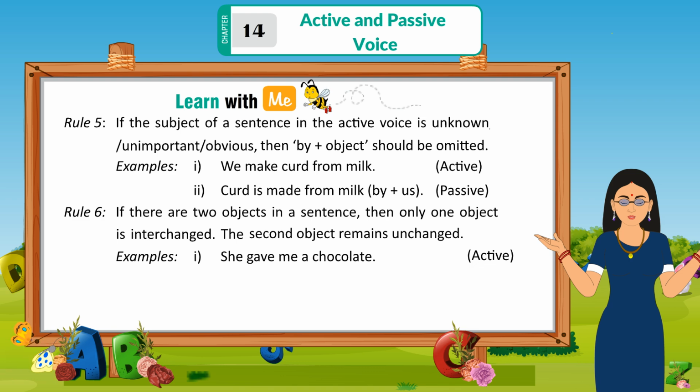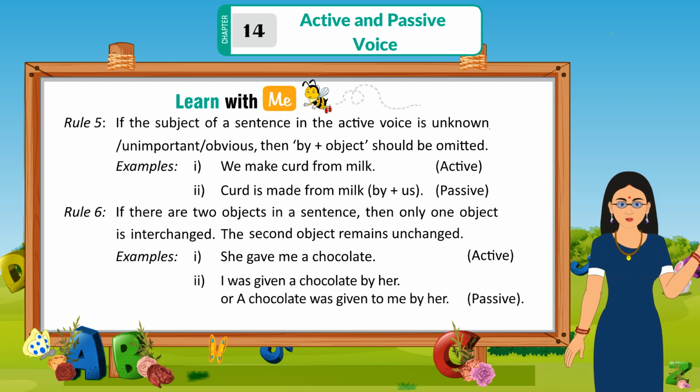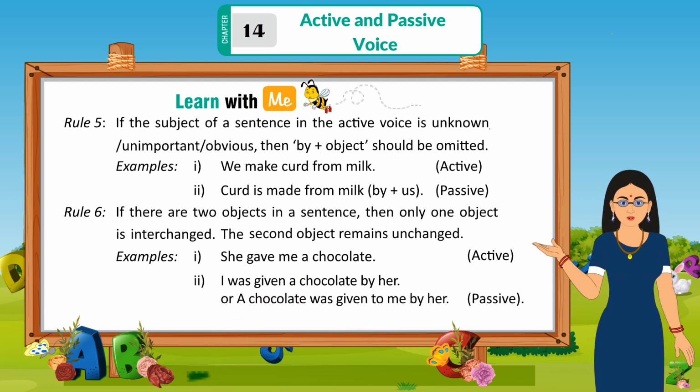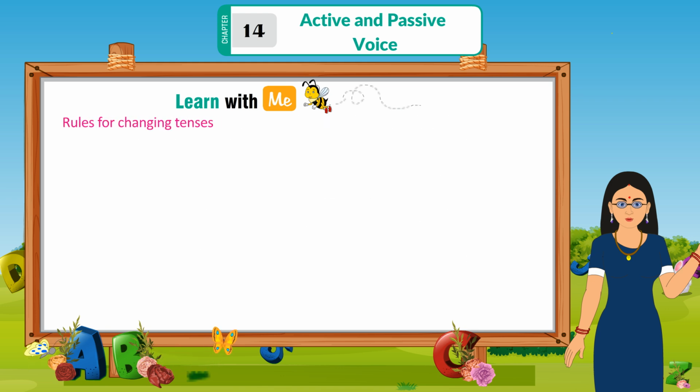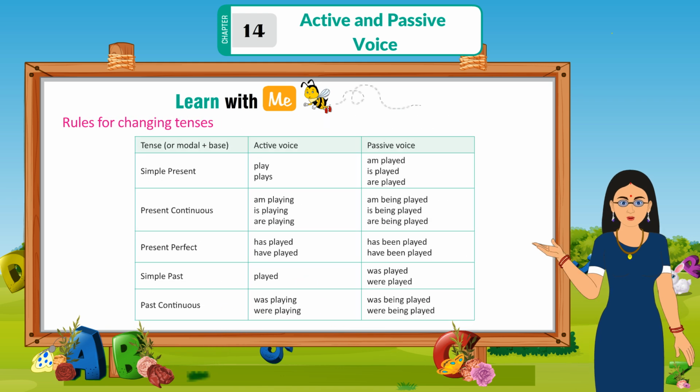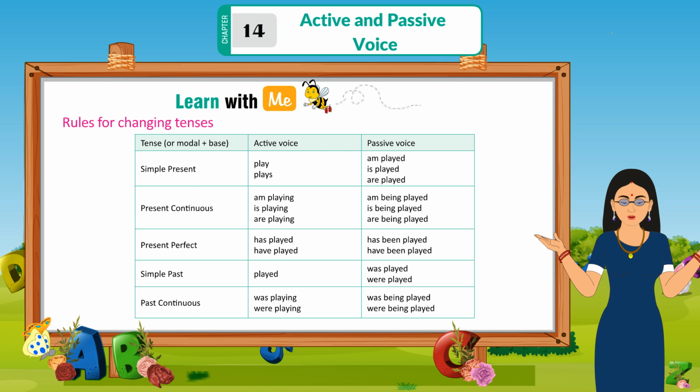Examples. She gave me a chocolate. I was given a chocolate by her. Or a chocolate was given to me by her. Passive. Rules for changing tenses. Tense or modal plus base.